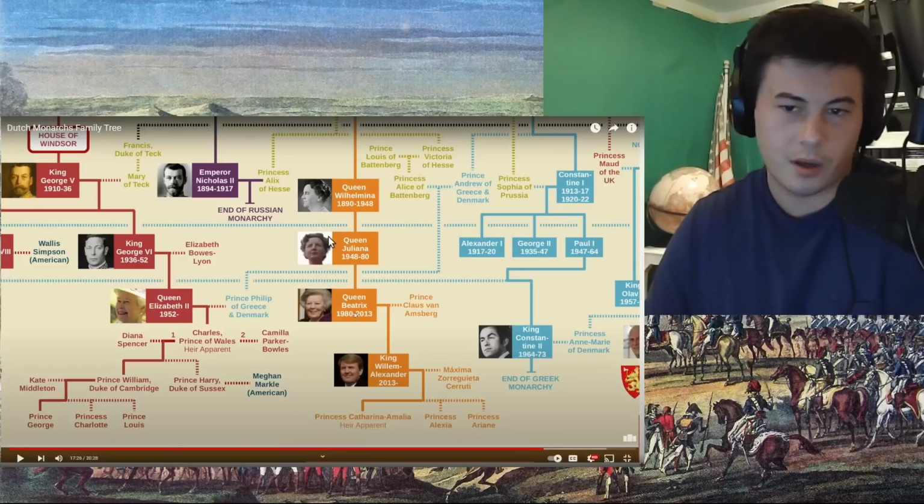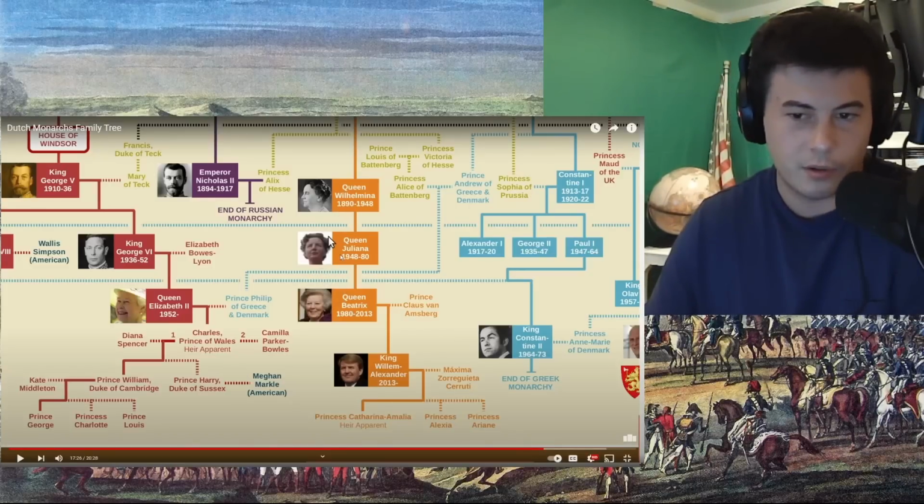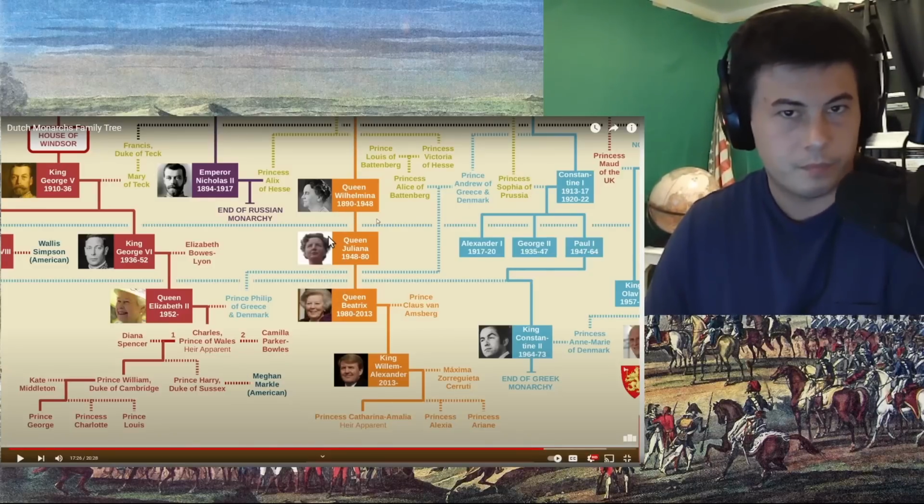And they took in Wilhelm II, right? Or didn't he go to the Netherlands after World War I? This was after Queen Juliana.